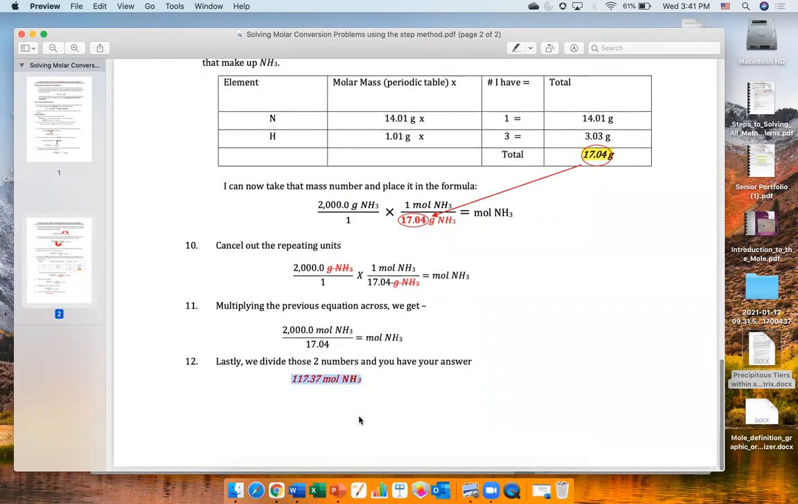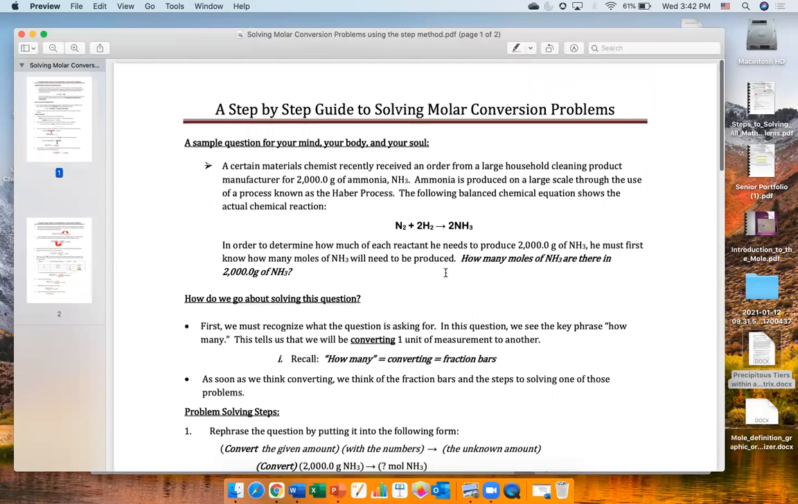So this chemist is being asked to produce 2,000 grams of NH3. But again, his recipe is measured out in moles, so he needed to know how many moles he was looking to produce. So 2,000 grams of NH3 is equivalent to 117.37 moles of NH3. So there's the answer. Now he can look at his recipe and figure out how much of each ingredient he needs, because now the units of measurement match. So he now knows the number of moles, and his recipe again is measured in moles.